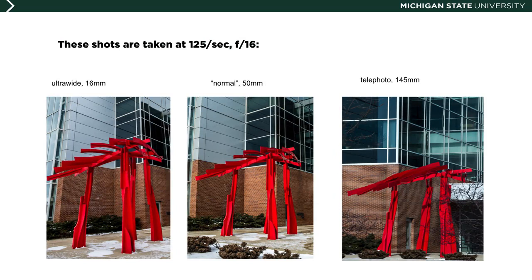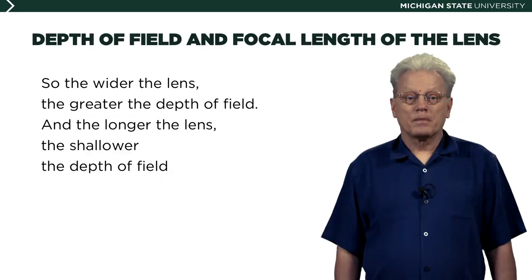Now, look at one subject taken with lenses of 3 different focal lengths: the ultra-wide 16 millimeter, the normal 50 millimeter, and the telephoto 145 millimeter. Check how the perspective and depth of field are different from the 50 millimeter in both the ultra-wide 16 millimeter and the telephoto 145 millimeter.